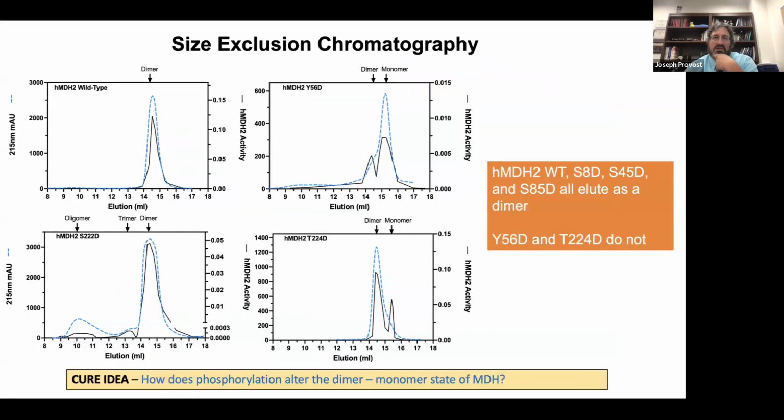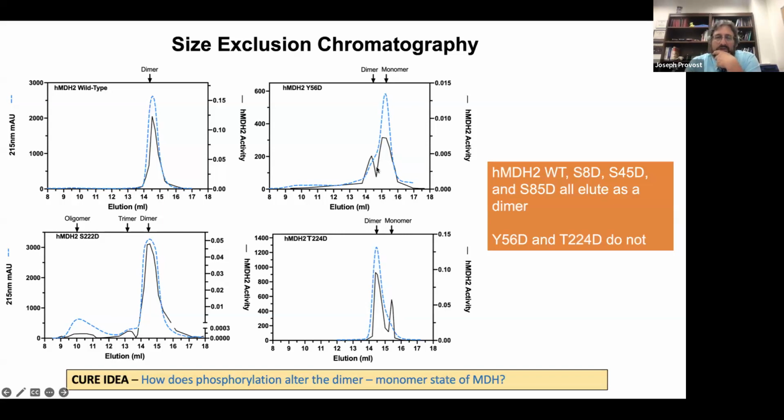Doing straightforward size exclusion chromatography, MDH wild type runs down as a dimer. We start seeing this thing glomming together with 222. We see with 224, it breaks its dimer, but then we see some things falling apart as a monomer, which makes sense to us. So maybe there's a dynamic back and forth that's lost when we phosphorylate this, so we get a significant population that's a monomer instead of staying as a dimer. And that is even more advanced when we look at Y56D.